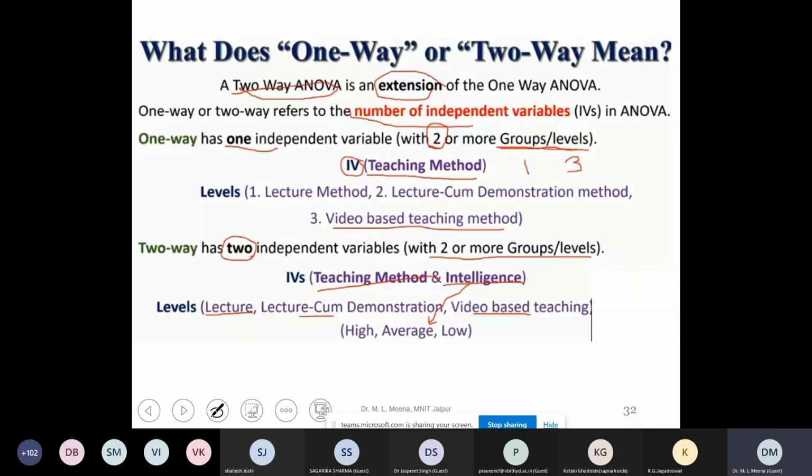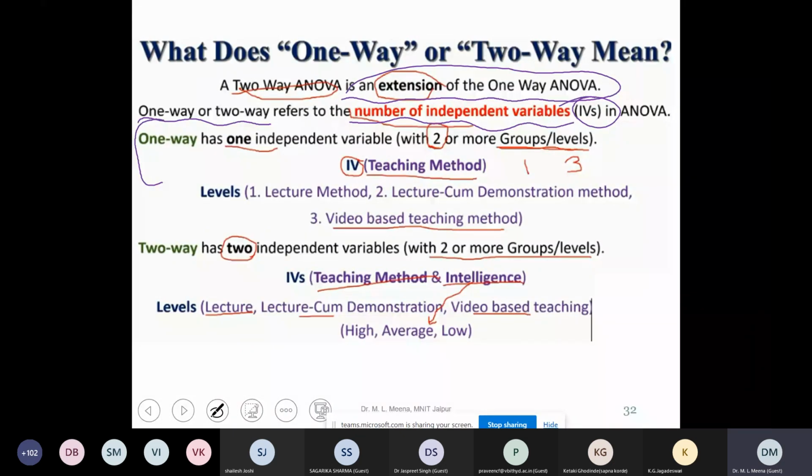Now let's discuss another example: what are the differences between one-way and two-way ANOVA. We know that two-way ANOVA is an extension of the one-way ANOVA. One-way and two-way refer to the number of independent variables, short form IV, in ANOVA. So first we discuss the one-way and second the two-way.